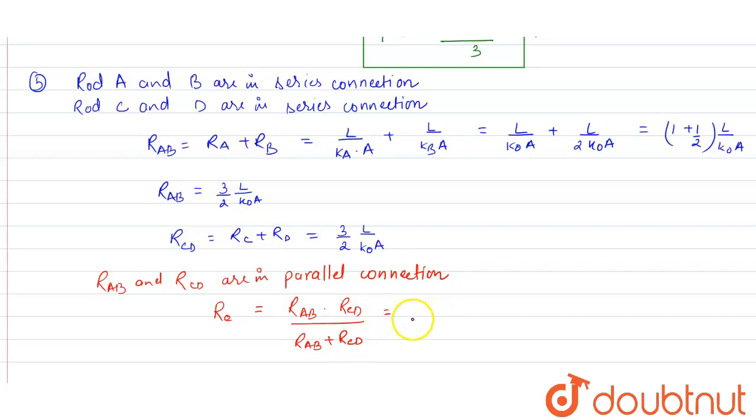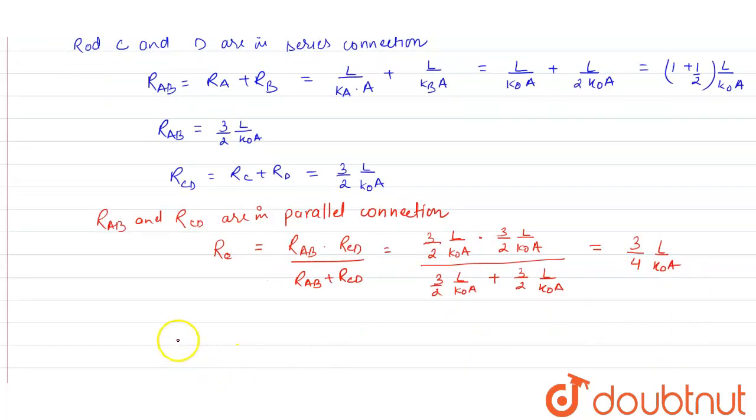Now substituting the values, RAB as 3 by 2 L upon K naught A into 3 by 2 L upon K naught A, divided by 3 by 2 L upon K naught A plus 3 by 2 L upon K naught A. From here our equivalent resistance comes out as 3 by 4 L upon K naught A.